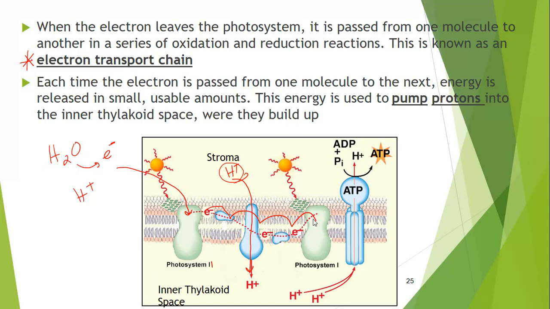chain where it gets passed from one molecule to the next. It loses all that energy. But what does it do with that energy? We pump protons into the inner thylakoid space, like blowing up a balloon. At the end of the electron transport chain, the electron has no energy anymore, but then it's passed to the second photosystem, which is called photosystem 1.